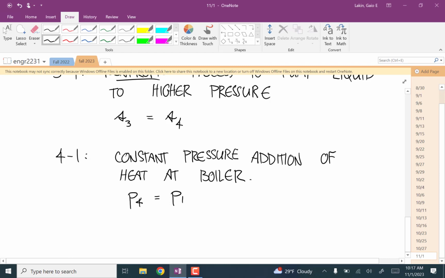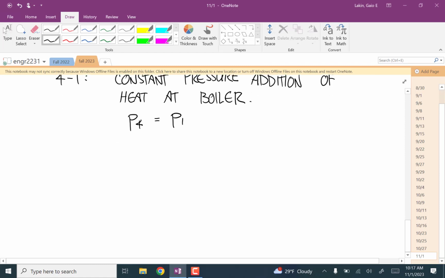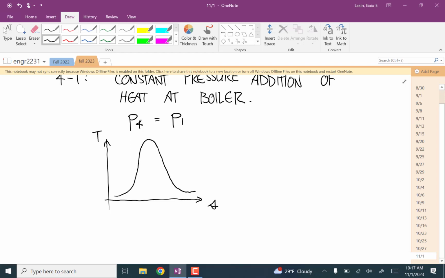Okay, so we're going to think about this in terms of a temperature-specific entropy diagram. Temperature is on the vertical axis, specific entropy is on the horizontal axis. You can see the vapor dome. Because the vapor dome's there, you can look at this diagram and always tell what the state of the working fluid is at every point.